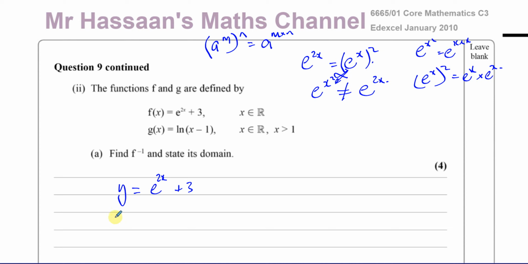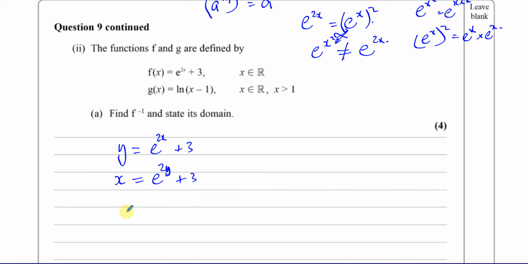And then we swap the x and the y around. So we have x equals e to the power of 2y plus 3. And then we try to make y the subject. So I'm going to first subtract 3 from both sides. So x minus 3 equals e to the power of 2y. And I want to release the y from its power.